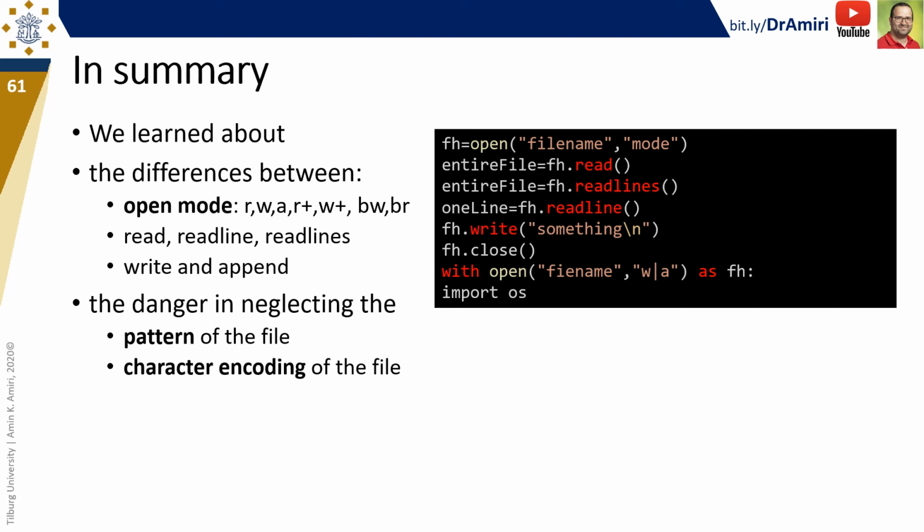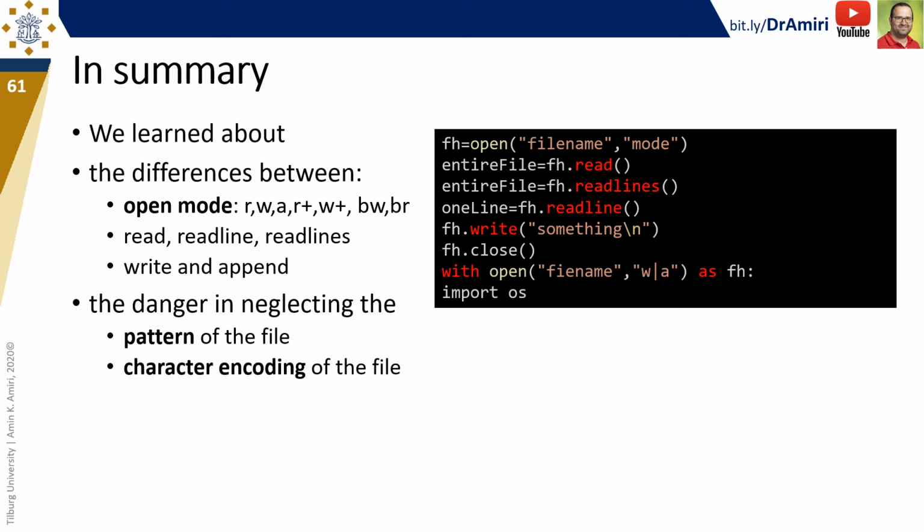We learned that we can write inside the file using the write function, and we also learned that we always need to close the file. And if you see that there is a chance that you forget to do that, you can use the with statement to do that. We also learned about the os module. So in general, we learned about the differences between the various open modes, various read methods, and the difference between write and append. We also learned about the danger in neglecting the pattern of the file while reading the file or even writing the file.